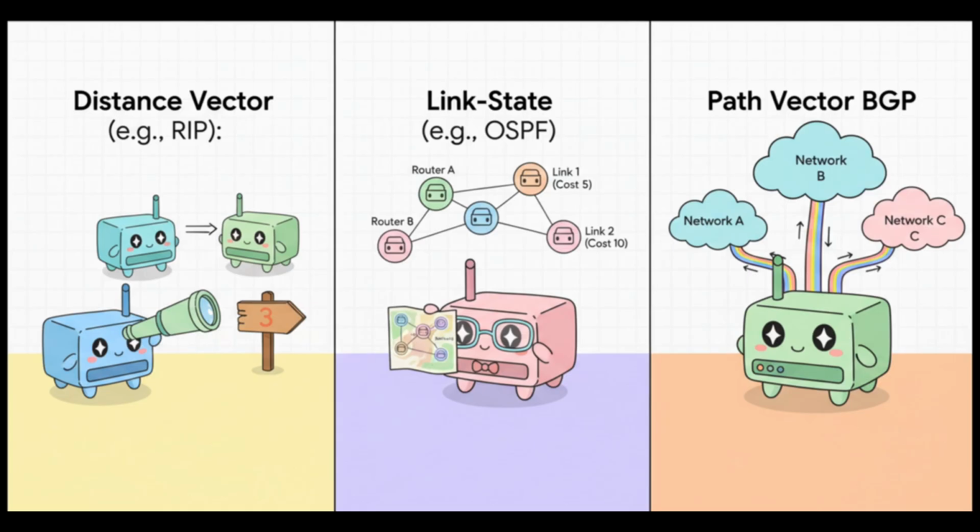And then there's the big one, path vector. This is what the global internet runs on, a protocol called BGP. It doesn't just care about the shortest distance. It connects massive networks together by choosing the best path based on all sorts of things, like company policies and business deals.